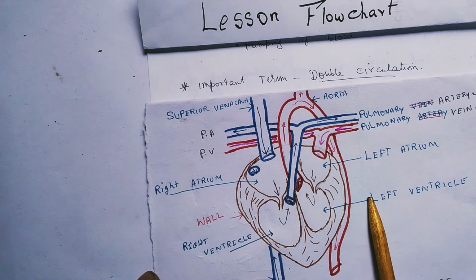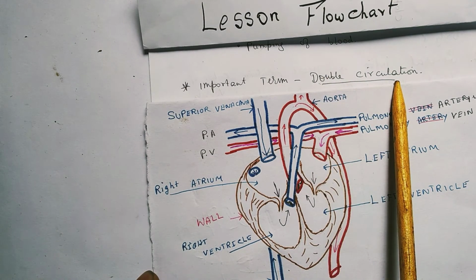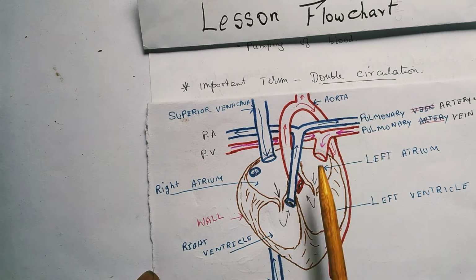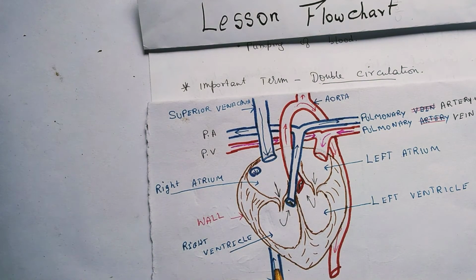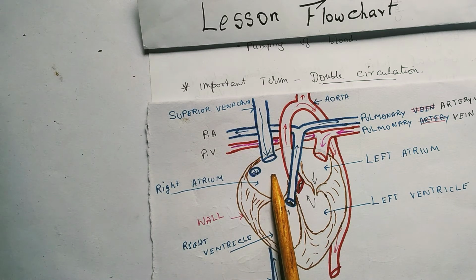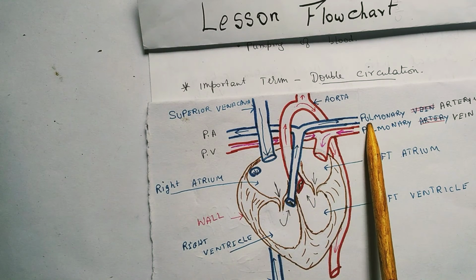Another term which is very important and frequently asked in the exams is double circulation. What is double circulation? I mean twice circulation, 2 times circulation. Suppose the blood which is present here is dirty. Let's name that dirty blood, blood A. And that blood A reaches this chamber, the right atrium. From the right atrium it will go into the right ventricle. From the right ventricle it will be pumped out into the lungs.